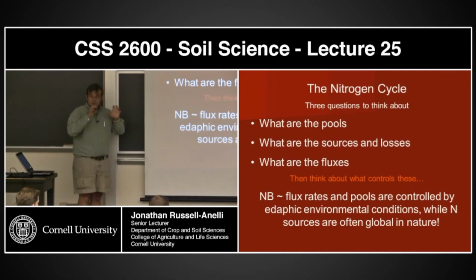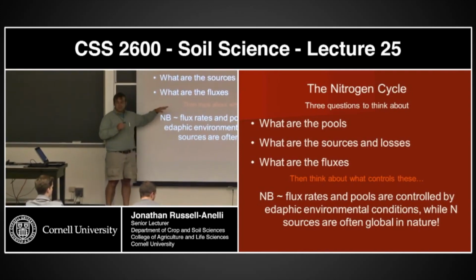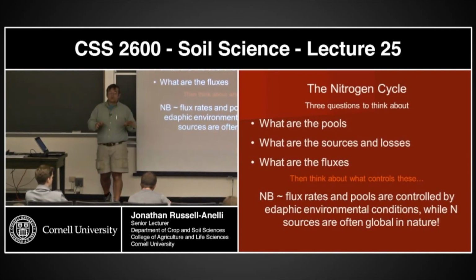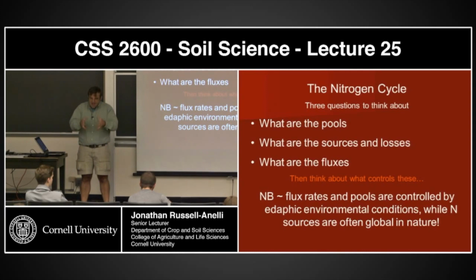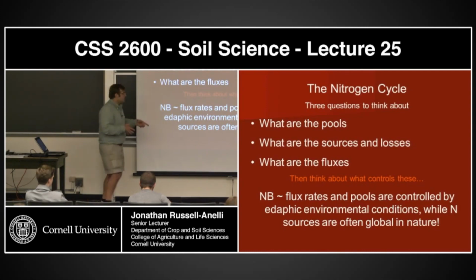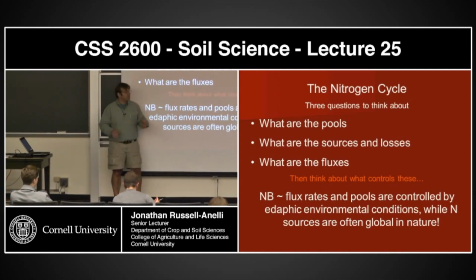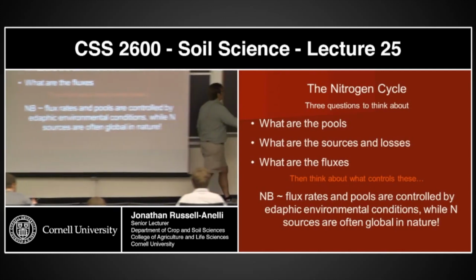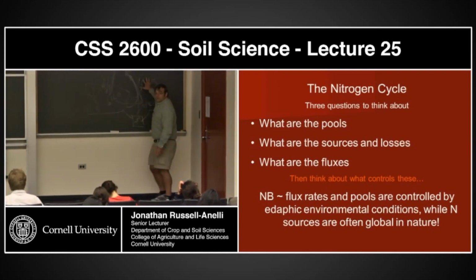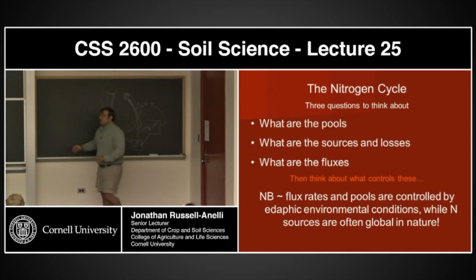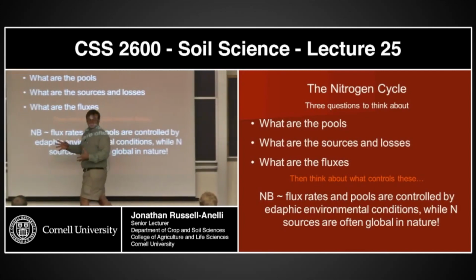Now, when you think about these controls, the flux rates and the pools are often controlled by edaphic factors, the factors that are happening at that location. But the end sources are often global in nature. Like the CO2 here, the flux rates and the pools that we're seeing here are very local, but that CO2 is very global in nature. That's the atmosphere. Well, that's the case with all of these nutrients.